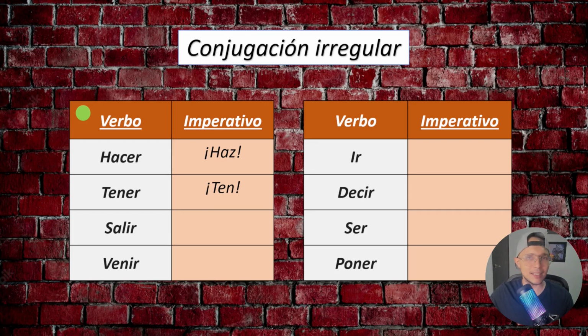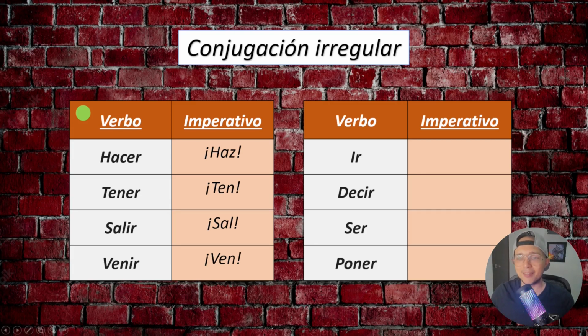For the verb salir, when we tell someone, go out, we say sal. One more time, sal, go out. For venir, which is to come, we would say ven. That means come, ven. Like for your dog, you would say, hey, ven, come, ven.